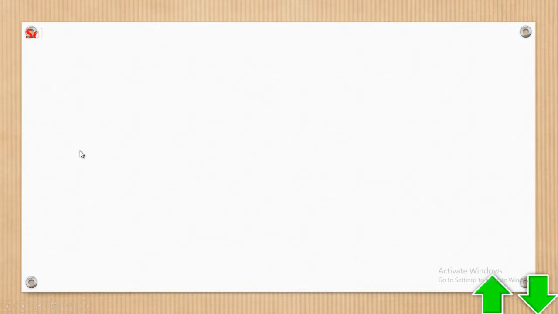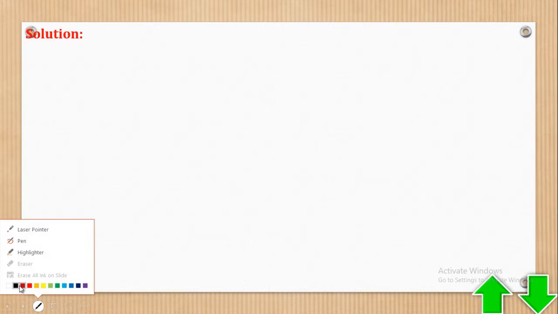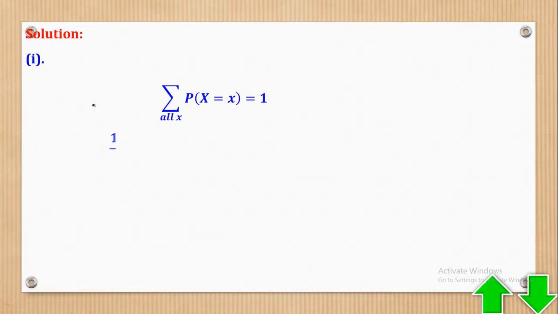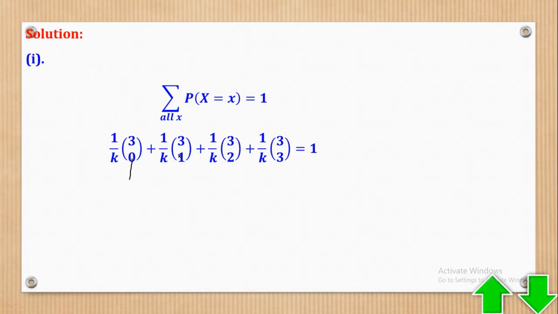So for the value of k, you should remember that total probability is equal to 1. Therefore, we shall write the formula, then substitute. X equal to 0, put 0 here. X equal to 1, put 1 here. X equal to 2, put 2 here. X equal to 3, put 3 here.